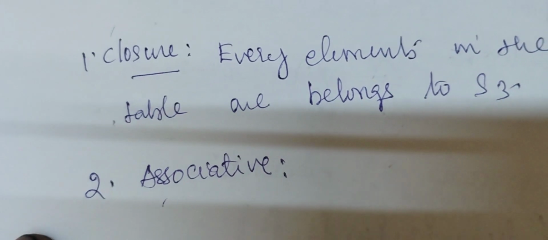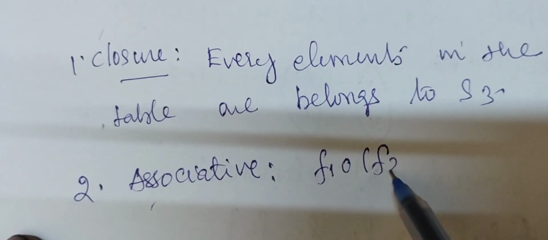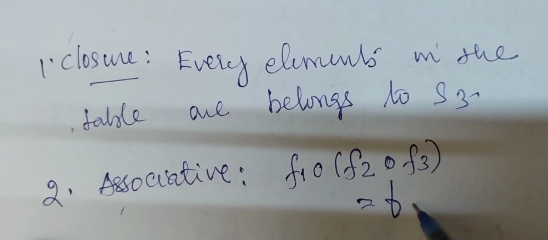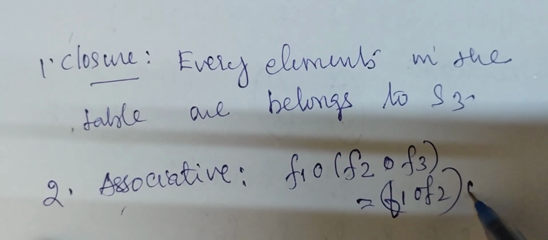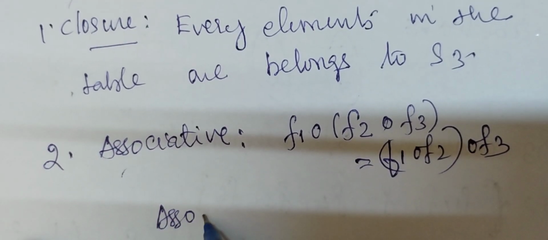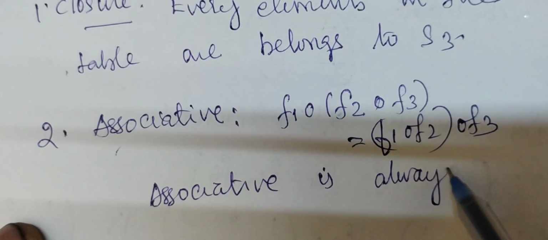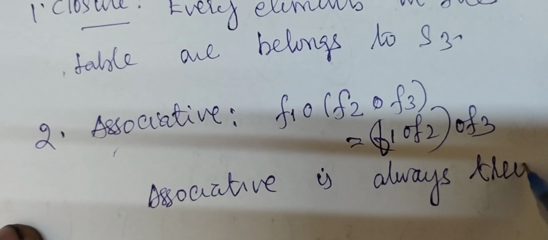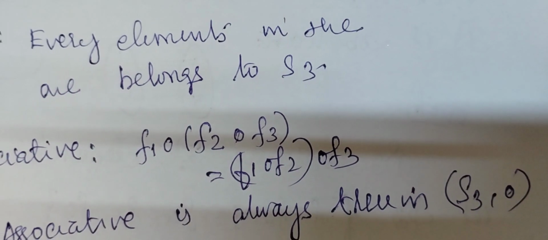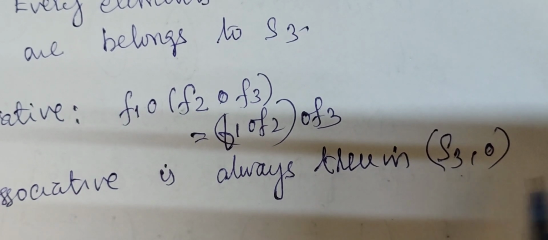What is associative? That is F1 composition of F2, composition of F3. So this is example only. That is equal to F1 composition F2, composition F3. So here you can directly write associative property is always true in S3, composition. Don't need to verify it. So associative is always true in S3, composition.